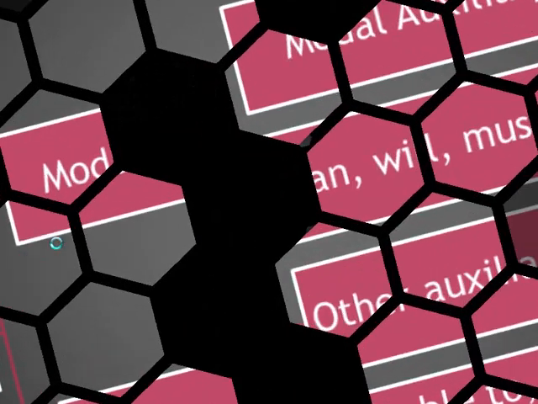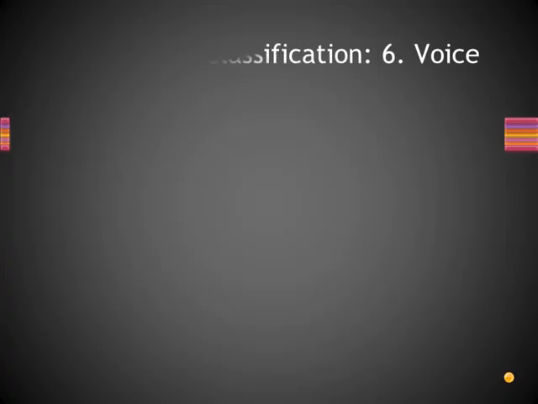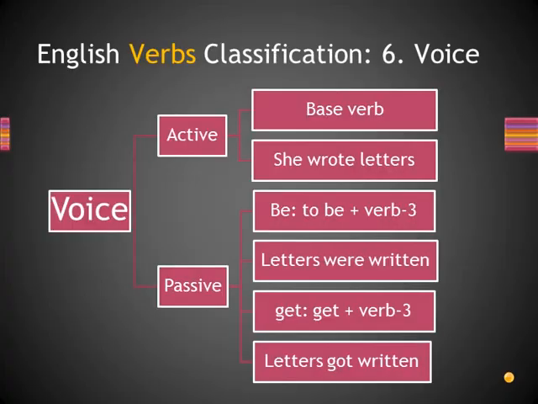Okay, now we go to number 6. Number 6 is voice. So there are two kinds of voice in verb analysis: active voice or passive voice. So active voice means kalimat aktif ya, using base verb. She wrote letters. Okay, so wrote means verb 1 ya. Even though it's verb 2, we don't have verb 3. It can be verb 1 or verb 2.